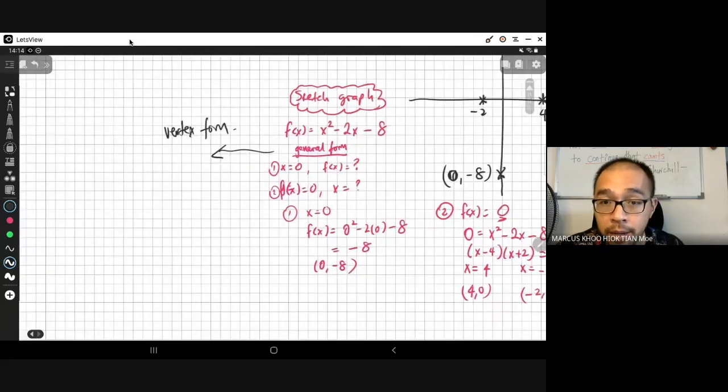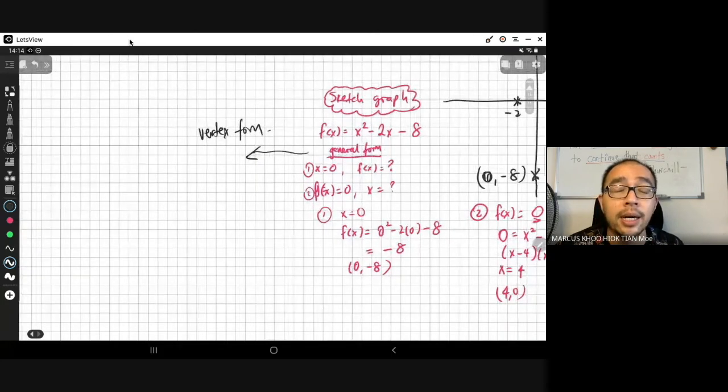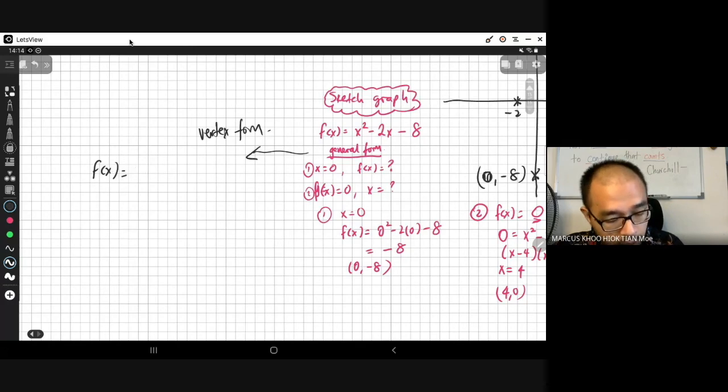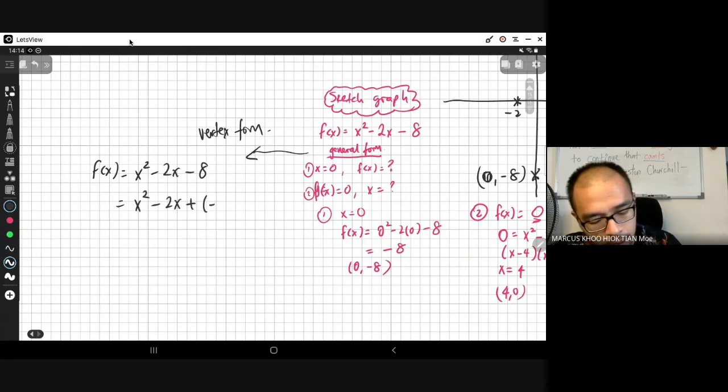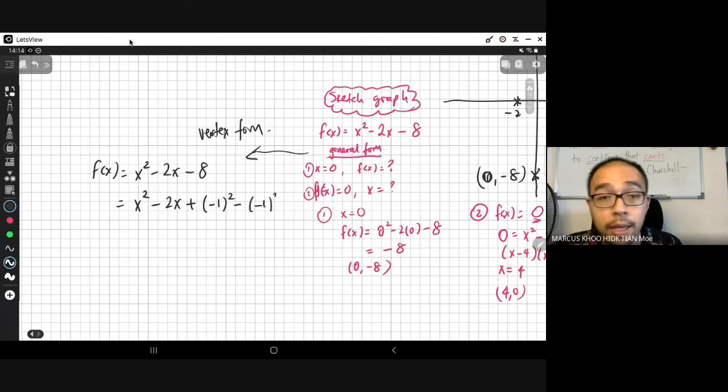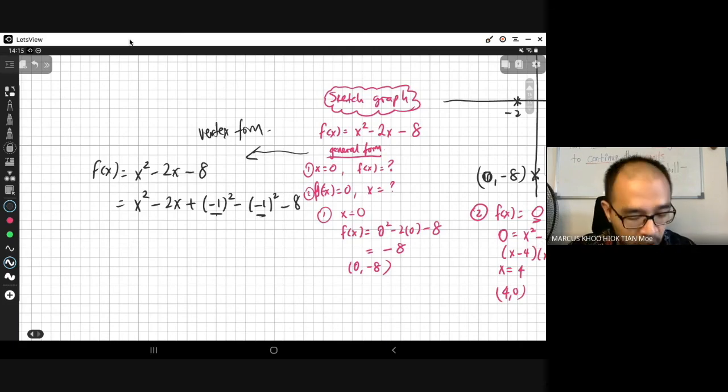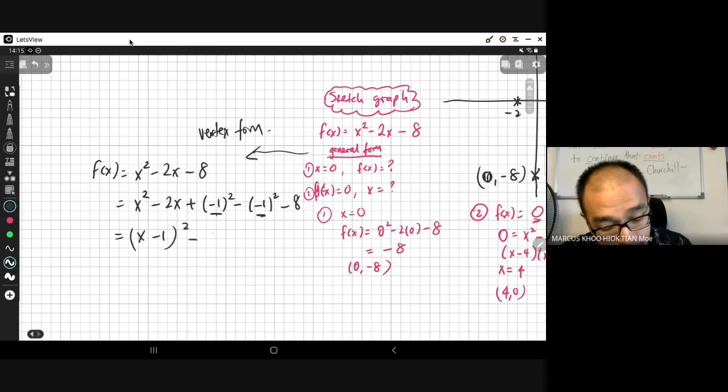Vertex form ini kita belajar kemarin. Okay, yang kita guna completing the square. Okay, so saya cepat-cepat kasih tunjuk sebab kita kesuntukan masa. x squared minus 2x minus 8. So this will be x squared minus 2x plus negative 1 squared minus negative 1 squared minus 8. Okay, if you watched the video yesterday, you will know how I got this lah. Okay, kalau kamu tidak tengok, then salah saya juga kalau kau tidak tengok. Okay, x minus 1 squared, minus 9.